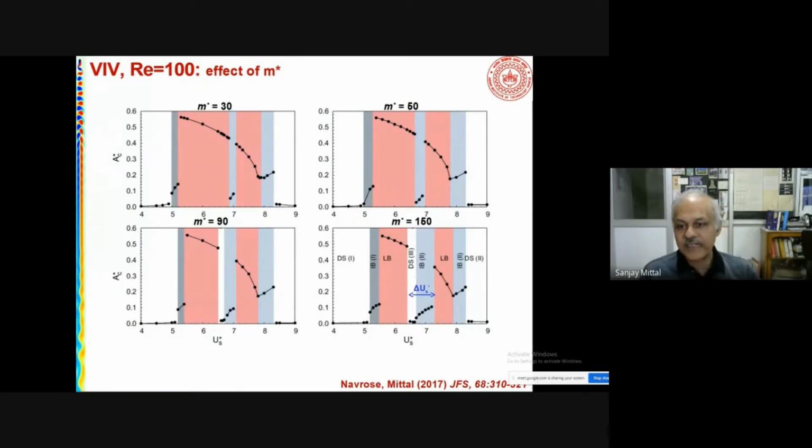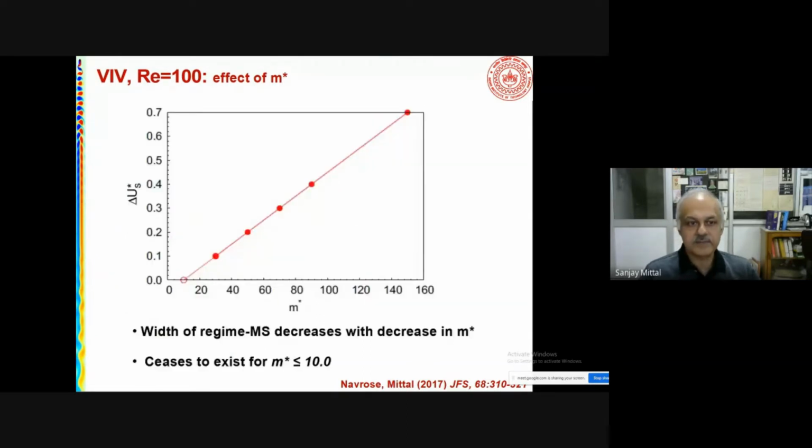And this is still low Reynolds number. What happens at high Reynolds number and the effect of M star? I think that's really an open question even today. Even for these very small systems where you have only 1 degree of freedom. And then if you add more degrees of freedom, of course, it's anybody's guess.